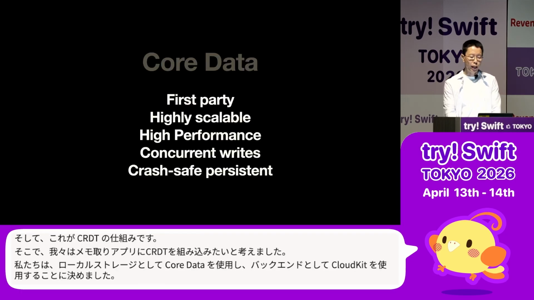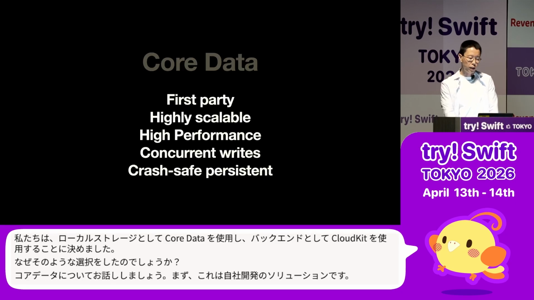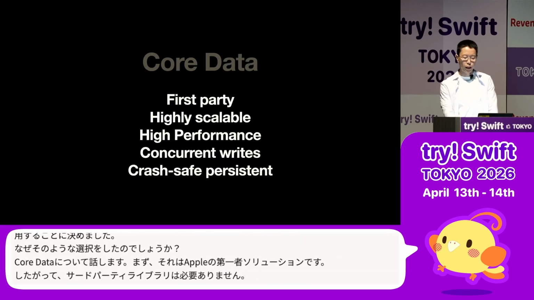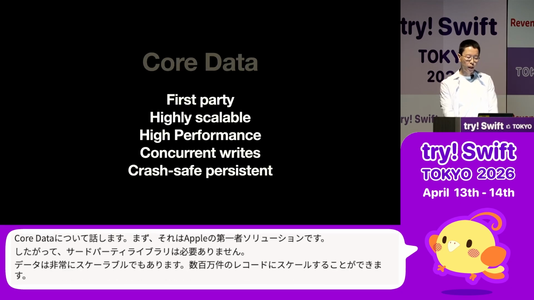Let me talk about Core Data. First, it's a first-party solution, so no third-party libraries are required. Core Data is also highly scalable. It can scale to millions of records. Core Data is also very highly performant, with features like faulting and dictionary result type.